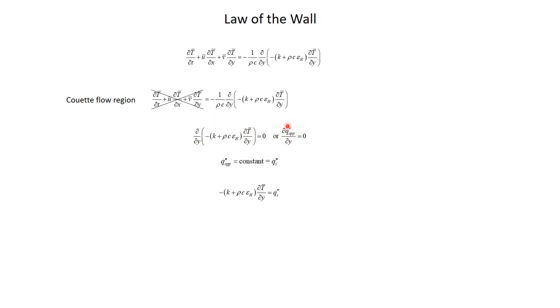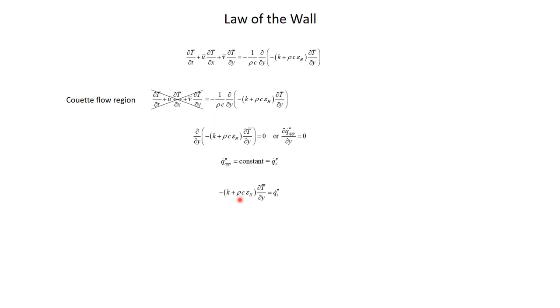So dq dot apparent dy is equal to 0, which says that the apparent heat flux, just like the apparent shear stress in that quick flow region, has to be constant. And because we're right next to the surface, that apparent heat flux is equal to the heat flux at the surface, your convective heat transfer rate. So this is your differential equation then, right? The apparent heat flux is q dot s, and it's composed of a molecular component and a turbulent component.